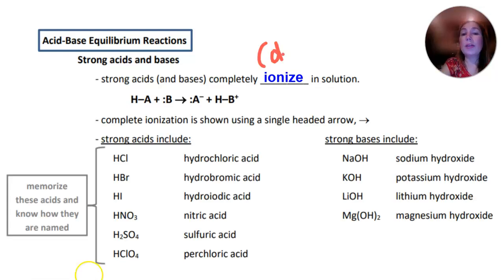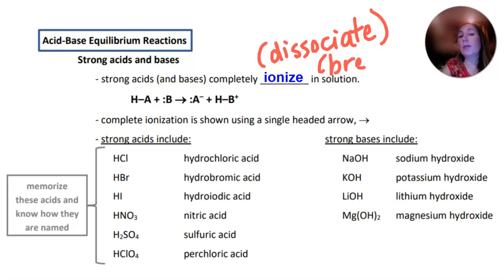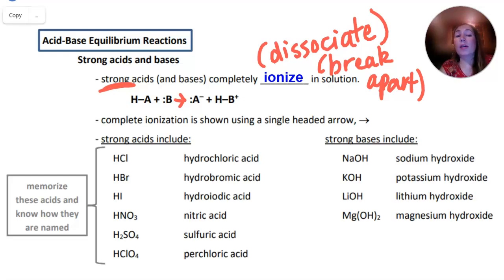They completely dissociate in solution. They break apart completely into ions. So we usually show the strong acids and bases with an arrow going all the way to products. In other words, all the reactants react to form products.